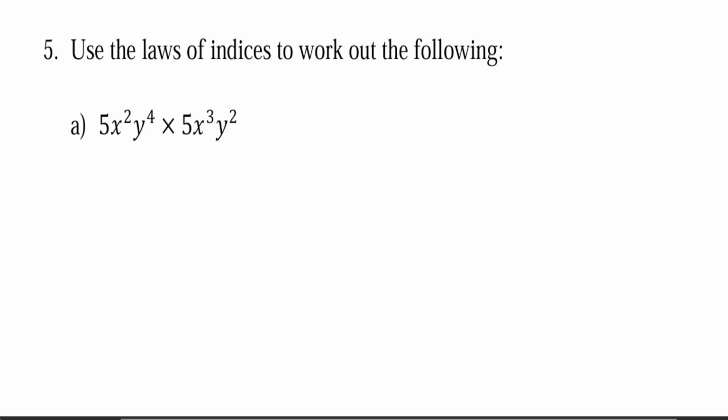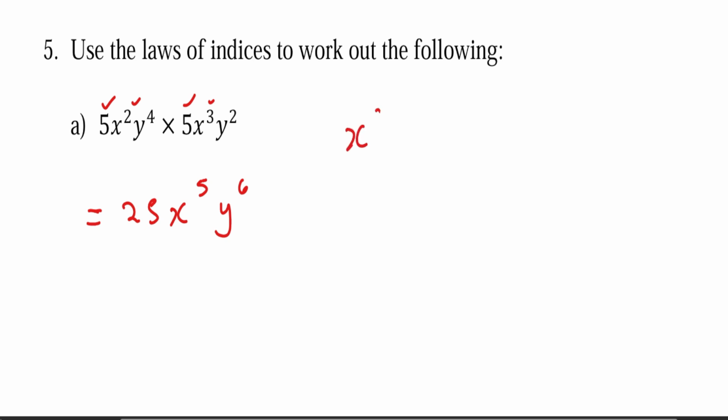Question 5. Use the laws of indices to work out the following: 5x squared y to the power 4 times 5x cubed y squared. So what you need to do is take 5 times 5 to give you 25. x squared times x cubed is x to the power 5, because you need to add 2 and 3. And then y squared and y to the power 4 gives y to the power 6.